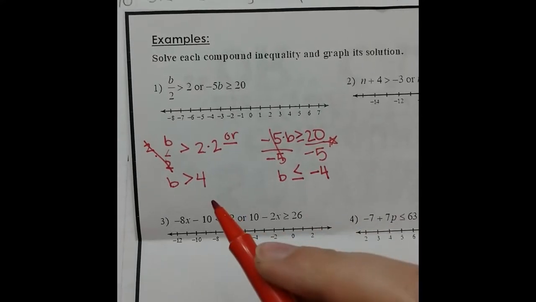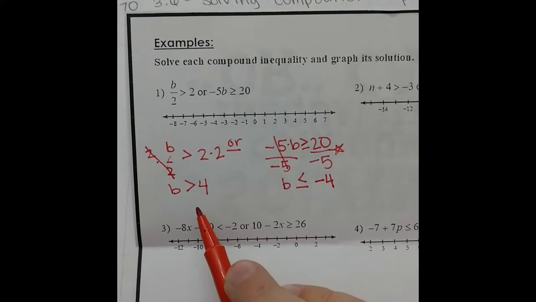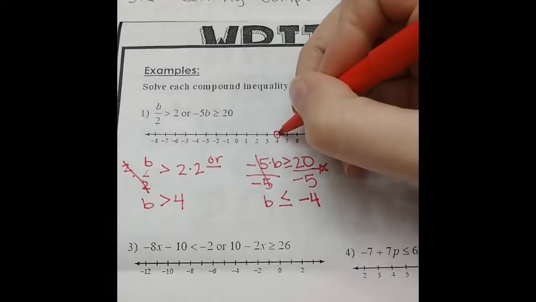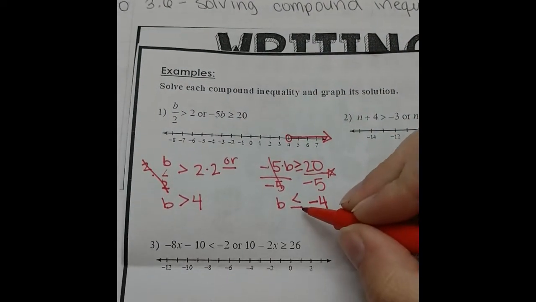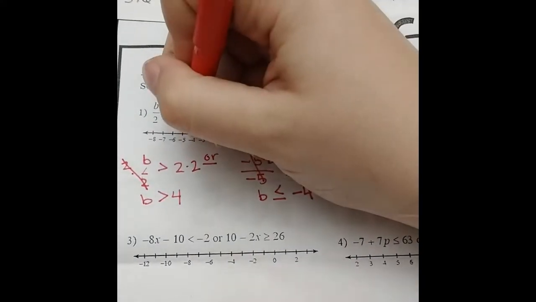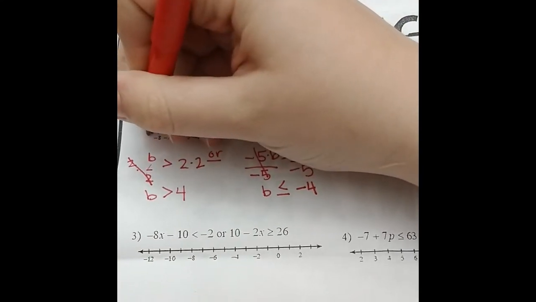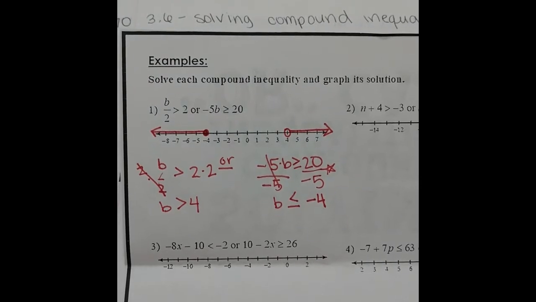So b is either greater than 4 or it's less than or equal to -4. So this is going to have an open hole on 4. And greater than means we're going to the right. This means we're going to have a closed hole on -4 because it's got that bar underneath. And since it's less than or equal to, we're going to the left. So that is number 1.